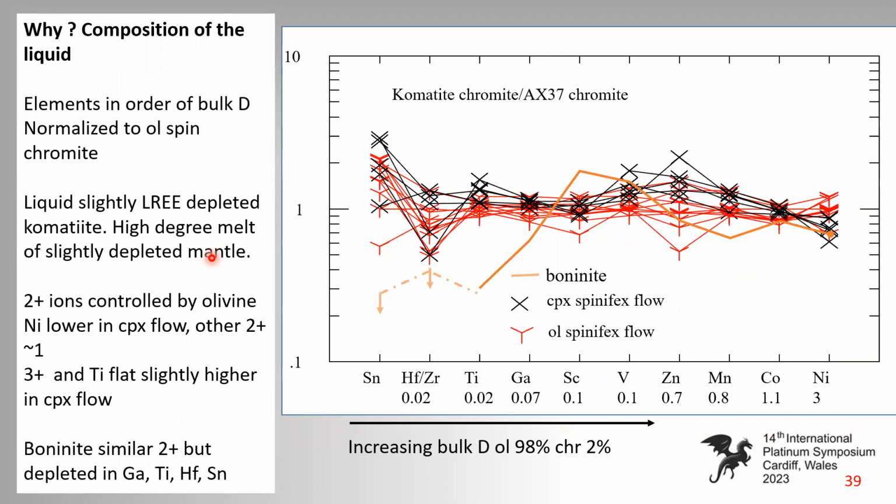So this is a spidergram to look at your trace elements. What I've done here is I normalized to the chromitite, because the chromitite is probably the most primitive thing we're going to see. And these are all the chromitites, fairly flat. And we have a boninite here, because a boninite is sometimes also proposed as an initial magma. Compared to boninites, the chromitites are fairly depleted in tin, hafnium, and titanium, and a little bit in gallium.